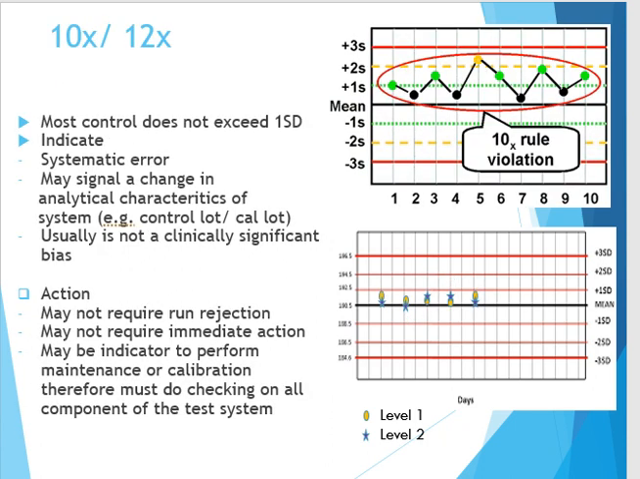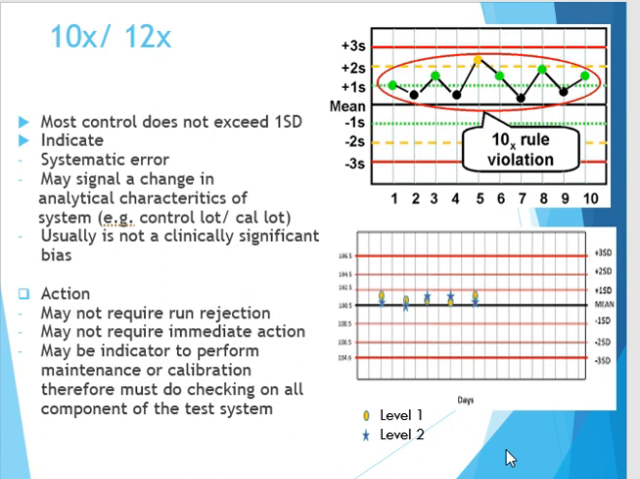Okay, for 10X or 12X, 10X is for two levels and 12X is for three levels of QC. So this 10X means that 10 consecutive QC data points do not exceed 1 SD.